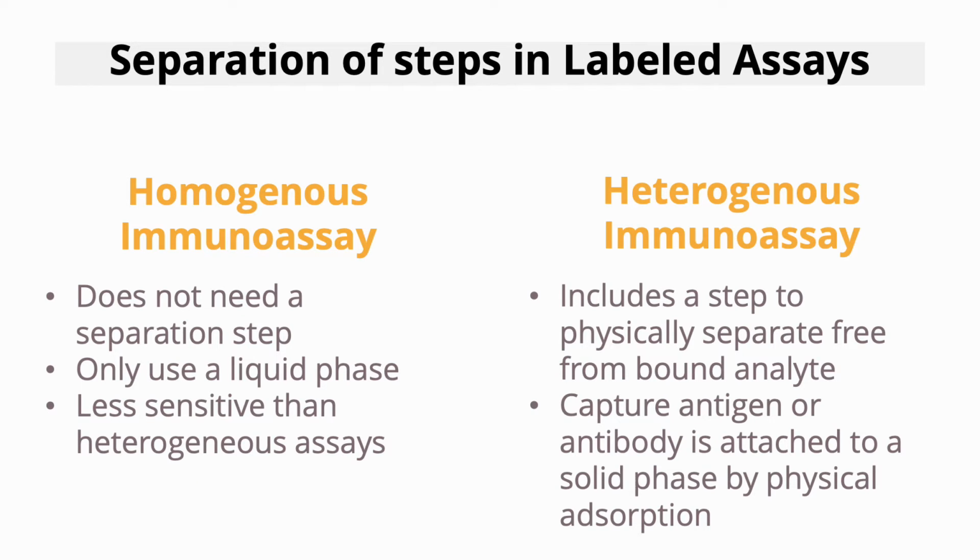The next classification for our labeled immunoassays involves the need for separation steps. There are two classifications. First is the homogeneous immunoassay, and next is the heterogeneous immunoassay. In a homogeneous immunoassay, the test does not need a separation step. This means that a homogeneous immunoassay is usually a one-step test. This usually only uses a liquid phase, and although it is simpler to perform than the heterogeneous immunoassay, it is less sensitive.